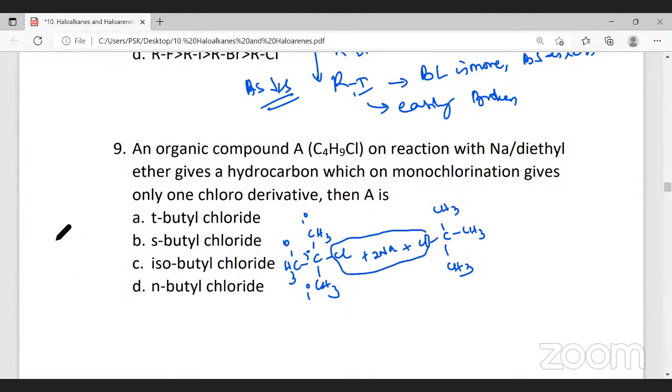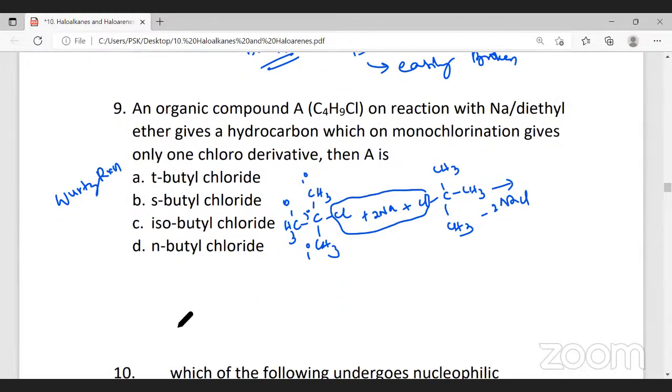If you remember, this is called the Wurtz reaction. We learned what the Wurtz reaction is. So NaCl gets eliminated. So what do you get? The product we get is CH3, C CH3, CH3, C CH3, CH3, and CH3. But just observe, all these are primary carbon atoms, because all these are bonded to only one more carbon atom. Therefore, all these are primary carbon atoms.